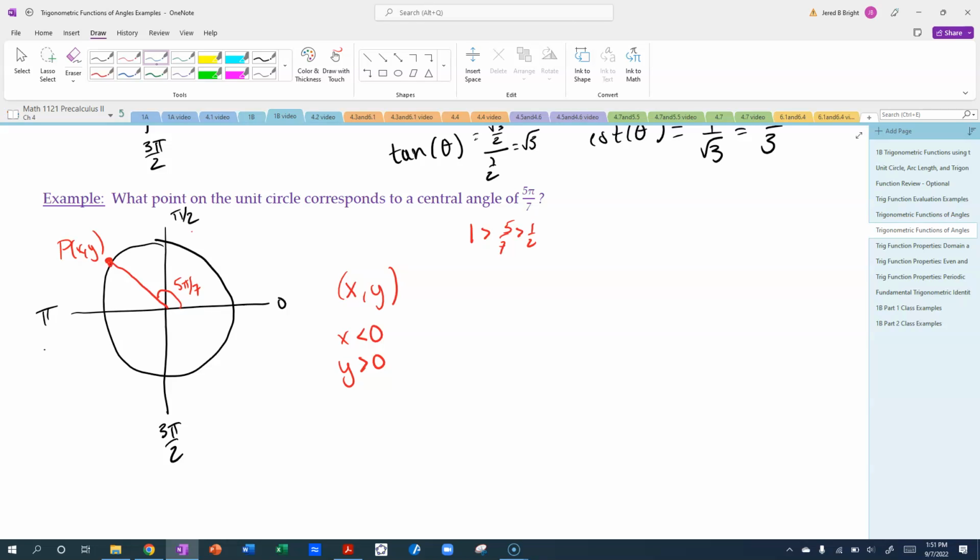We remember that on the unit circle, cosine of theta is equal to x over 1, or simply put, just x, and sine of theta is equal to y over 1, or again, simply just y. So to find x and y, just substitute in the central angle that we have. Cosine of 5 pi over 7 equals x, and sine of 5 pi over 7 equals y.